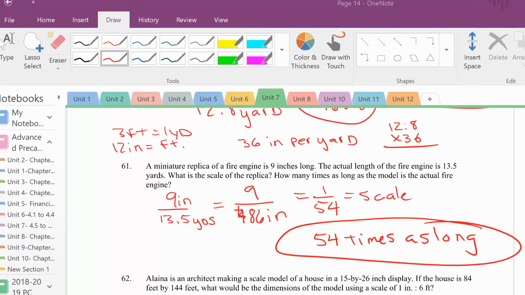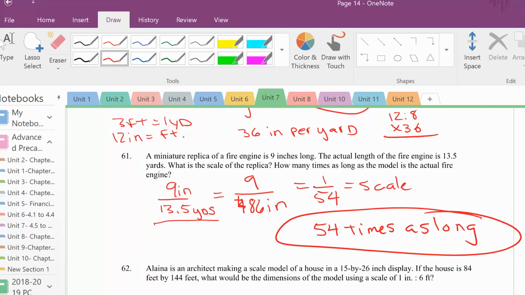So if you look at number 61, the fire engine is 9 inches long. The actual length of the fire engine is 13.5 yards. What is the scale of the replica, and how many times as long is the actual fire engine as the model? So 9 over 13.5. Changing 13.5 yards to inches, remember you multiply by 36. And then the scale is 1 over 54 because 9 goes into 486 54 times. So that means it's 54 times as long.